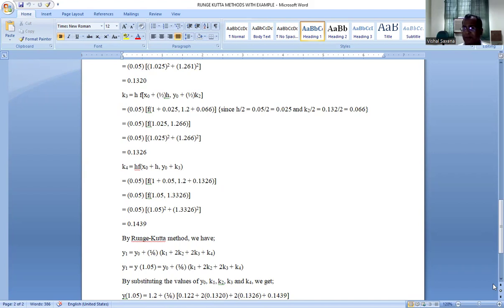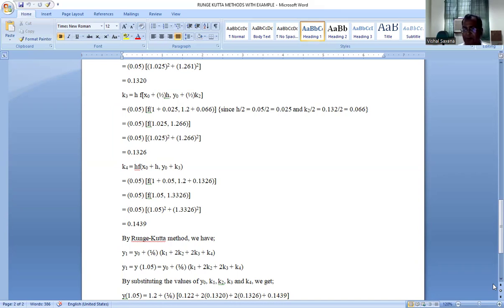Next is K4, in a similar way. For K4, we have the formula h into function f(x naught plus h, y naught plus K3). Here h is 0.05, function f, x naught is 1, h is 0.05, y naught is 1.2, and K3 we have already calculated as 0.1326. So it is 0.05 into function f(1.05, 1.3326).